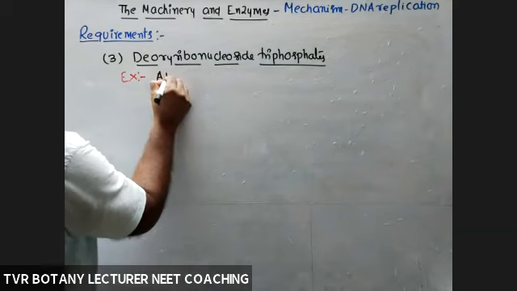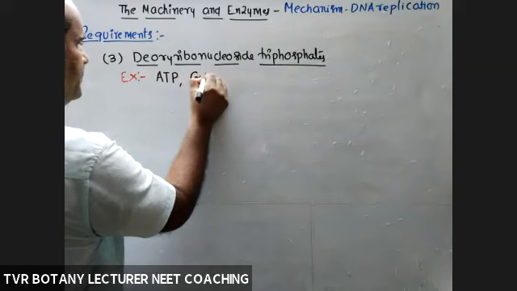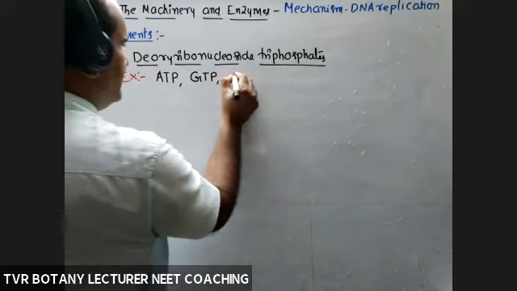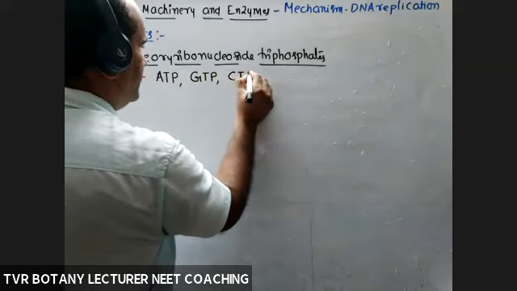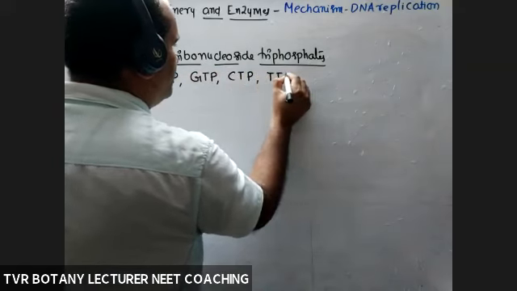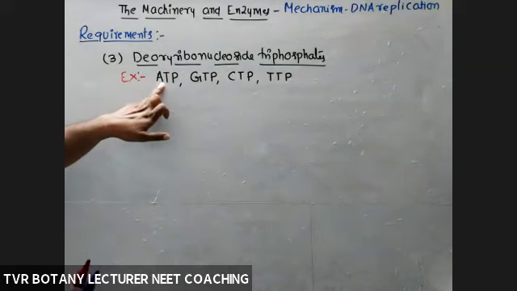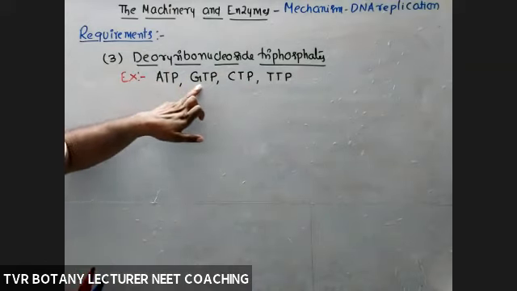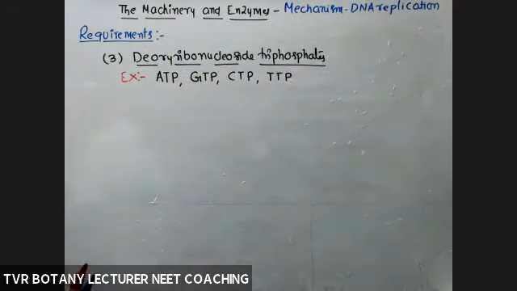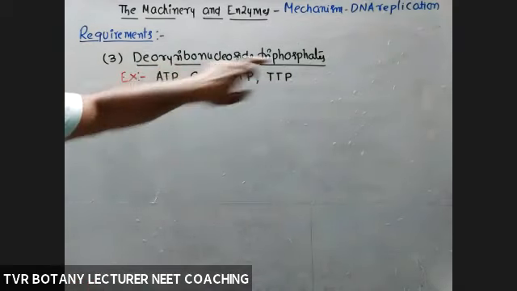ATP, adenosine triphosphate. GTP, guanosine triphosphate. CTP, TTP. What about the names of all these? Actually, these are adenylic acid, guanylic acid, cytidylic acid, thymidylic acid. The given ones are deoxyribonucleoside triphosphates. That is correct.